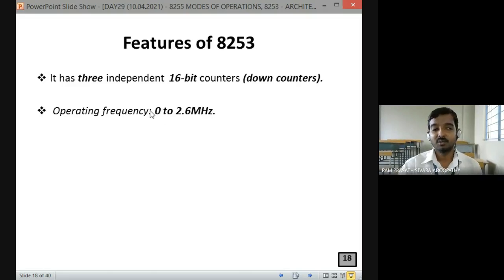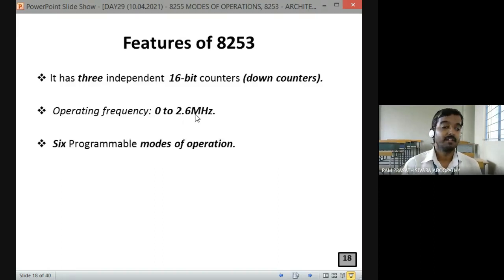Okay, what the 0 means is that in some applications you will be enabling or disabling the clock manually. So what do we call that? We call it 0. 0 means DC. Fine. Okay, 0 to 2.6 megahertz. Generally we use some frequency within this range. The maximum operating frequency is 2.6 megahertz. Okay, then 6 programmable modes of operation.